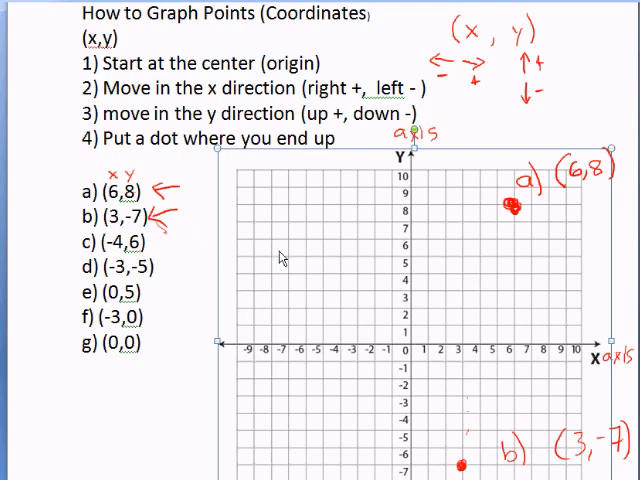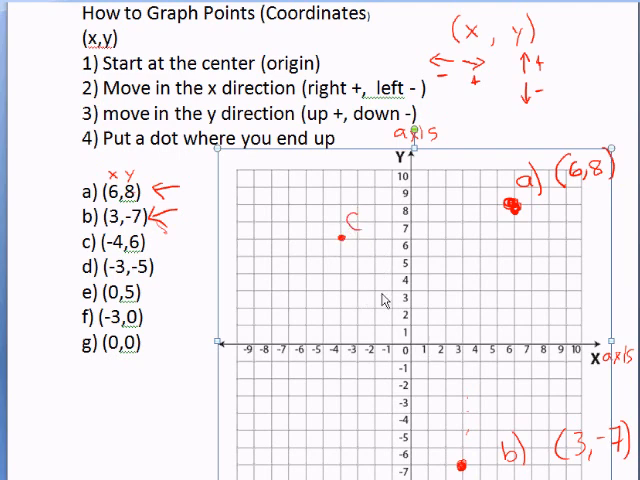Okay, so I'm going to label the rest. C is negative 4, 6, starting at the origin. Negative 4 is the x direction. 1, 2, 3, 4. 4 to the left. 6, positive y, goes up. 1, 2, 3, 4, 5, 6. Then we put our dot.